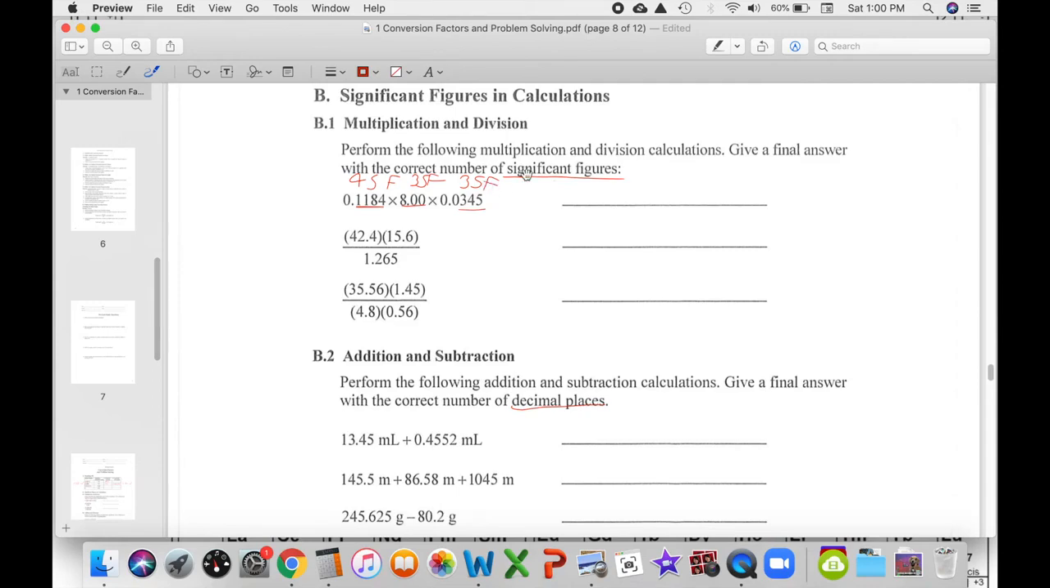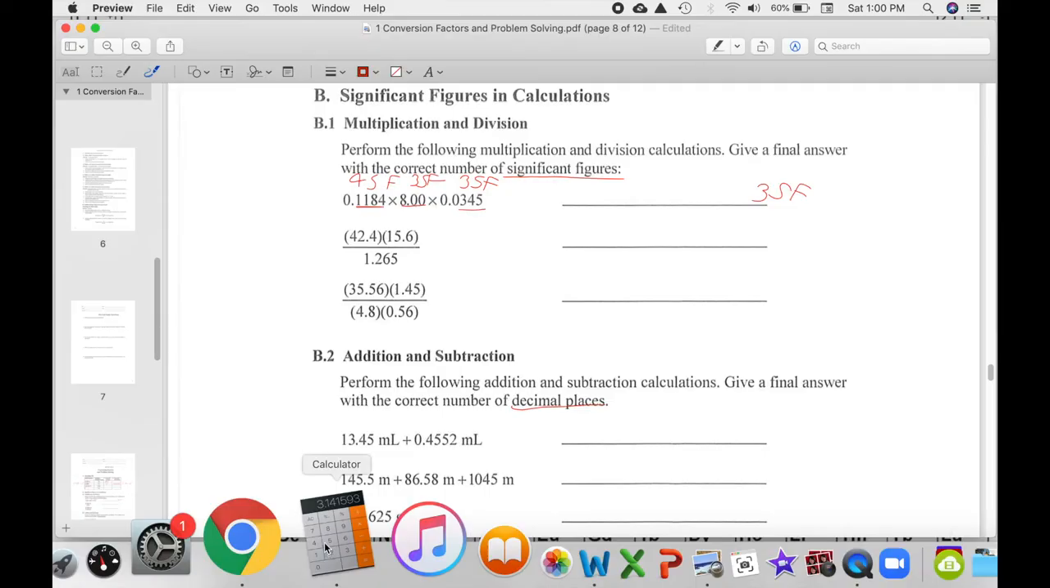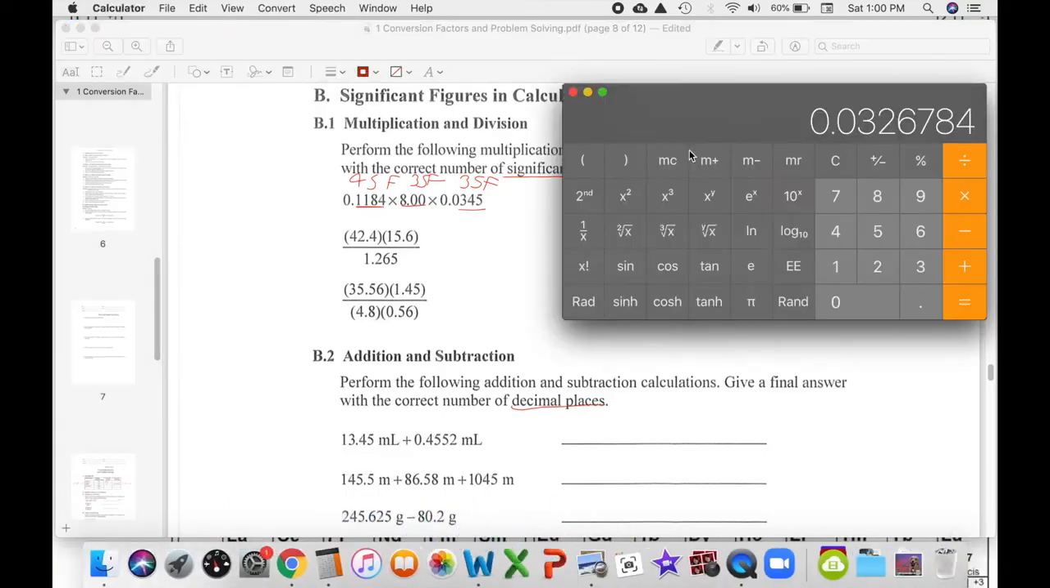Okay, so which of these numbers has the least number of significant figures? Well, both of these numbers have only three significant figures, and that tells us then that our answer must also be given to three significant figures. So if we go back to our calculator and we see that the number given is 0.0326784, we need to write this number to only three significant figures.